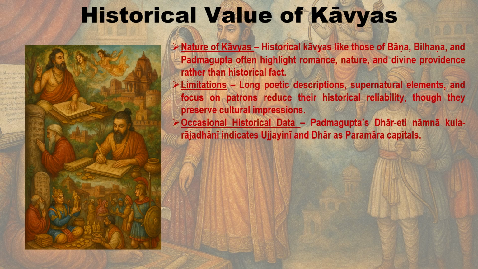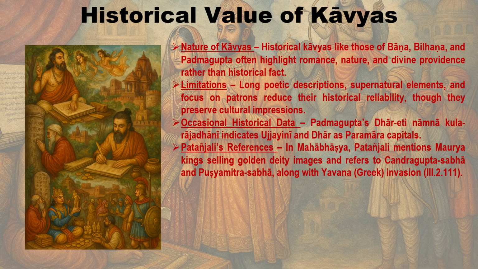Padmagupta's Dhar eti Navanagara Rajadhani indicates Ujjaini and Dhar as Paramara capitals. Patanjali's references. In Mahabhashya, Patanjali mentions Maurya kings selling golden deity images and refers to Chandragupta Sabha and Pushyamitra Sabha along with the Yavana invasion.